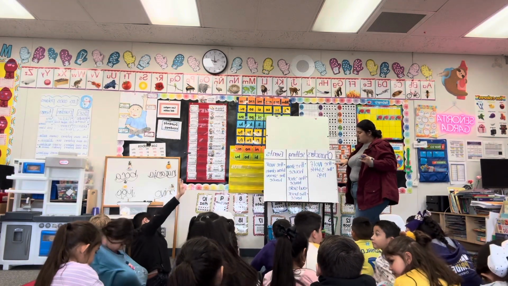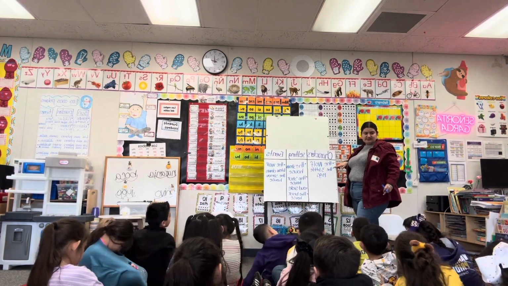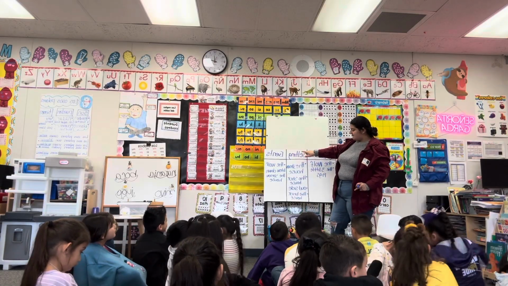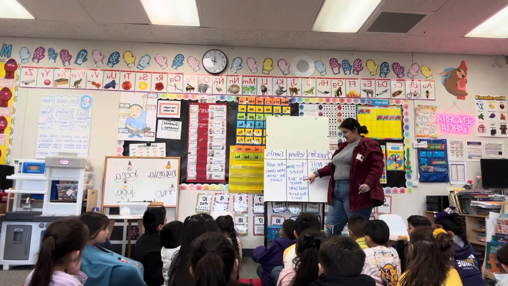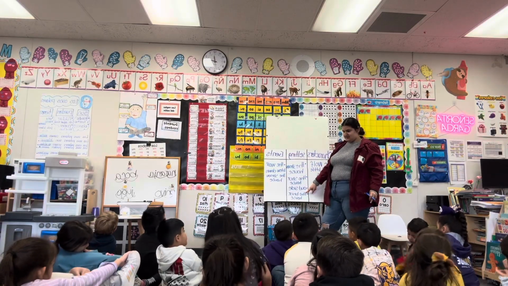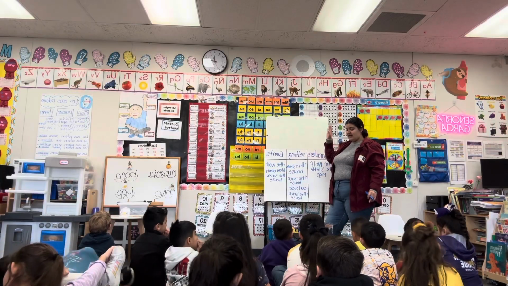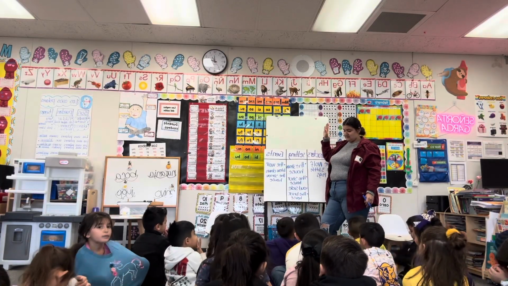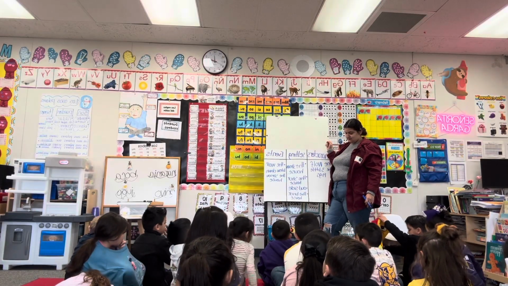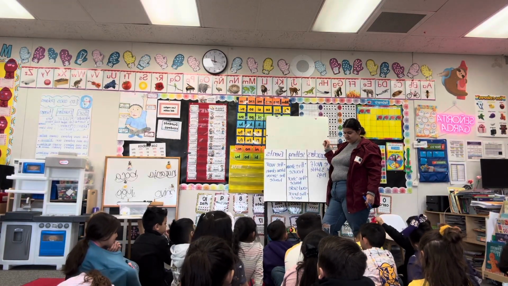Okay, so for the characters, we have the wolf and the 3 little pigs. Right, Jackson? Yeah. And then for the setting, we have the straw house, the stick house, outside, and the brick house. Quiet hand. Lionel? The little pig in the brick house, he ate it.